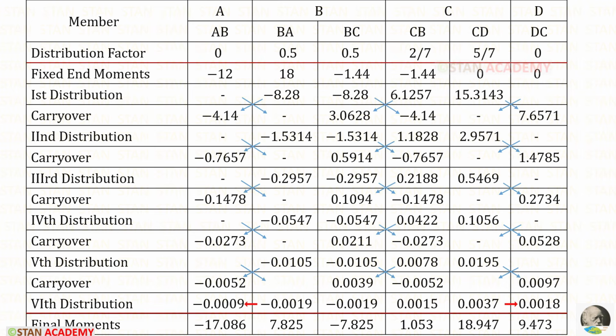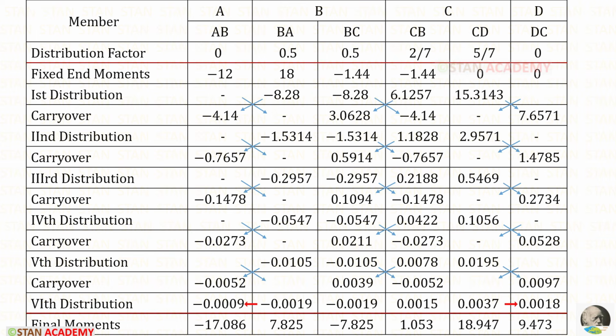You can do more distributions and carryovers until you are getting very smaller values. In the sixth distribution, you can see that I am getting very less values, so I am going to stop here. But you can see that in the fourth distribution itself, you are getting less values. Here also you can stop, it does not matter. We know that in the last distribution, we have to give the carryover to the fixed ends. After adding, we will get the final moments.